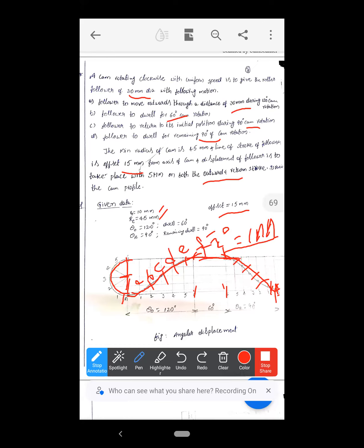And for the return stroke also make the same thing, G, H, I, J, K, L. Okay, so that is the construction of our displacement diagram for our SHM motion.